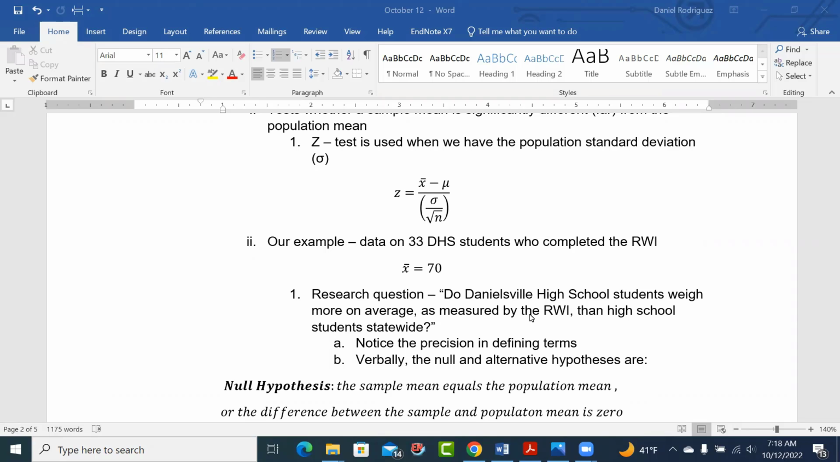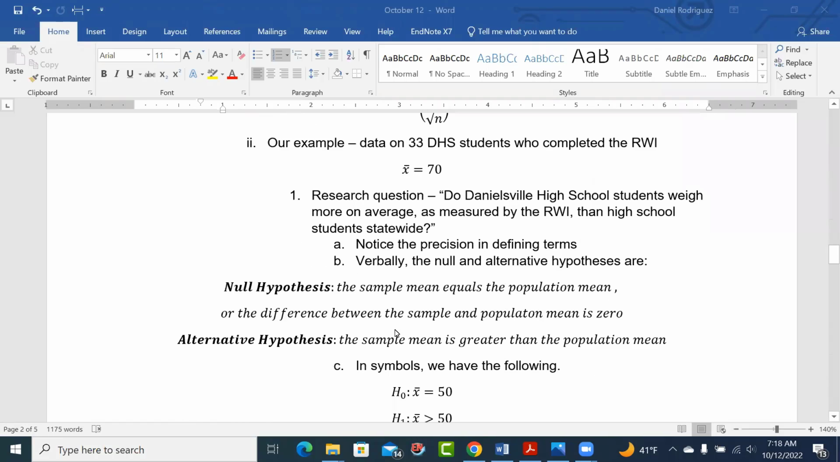When you write these research questions, it's going to be very, very specific. If you said, do Danielsville High School students weigh more on average than high school students statewide, that wouldn't be a really good research question, because you're not specific enough. How did you measure weight? Oh, we did it using the RWI. So it's very, very precise.